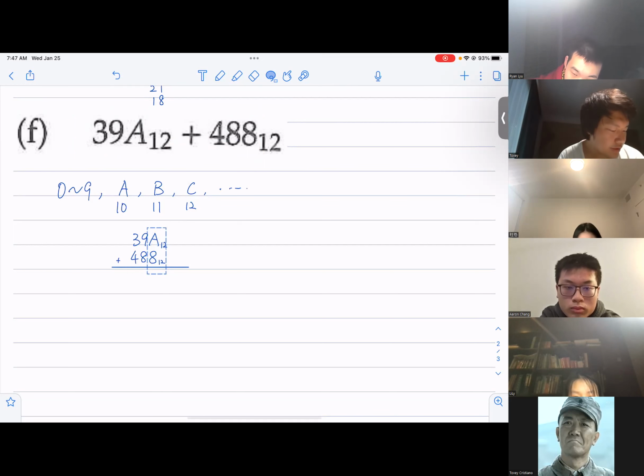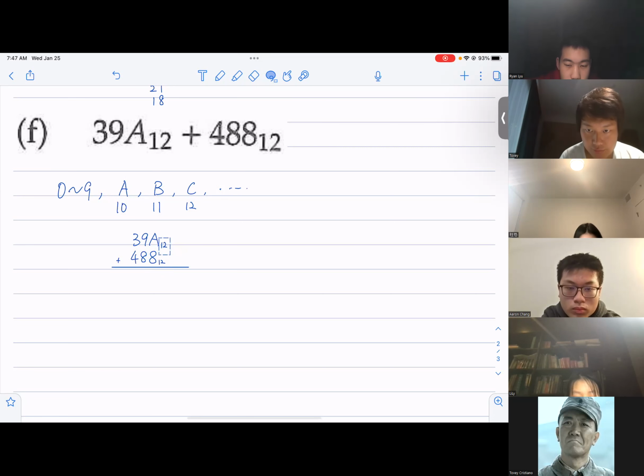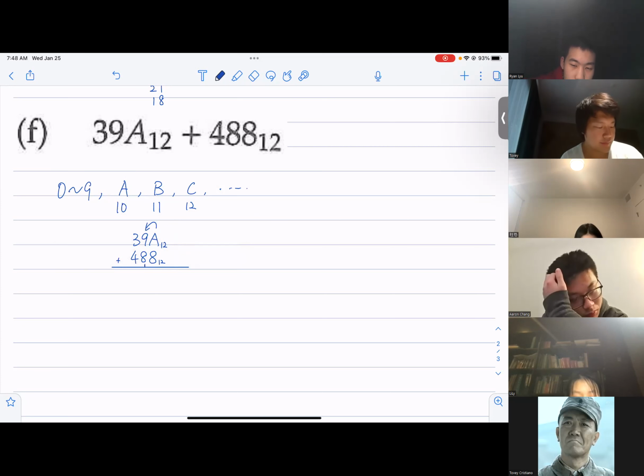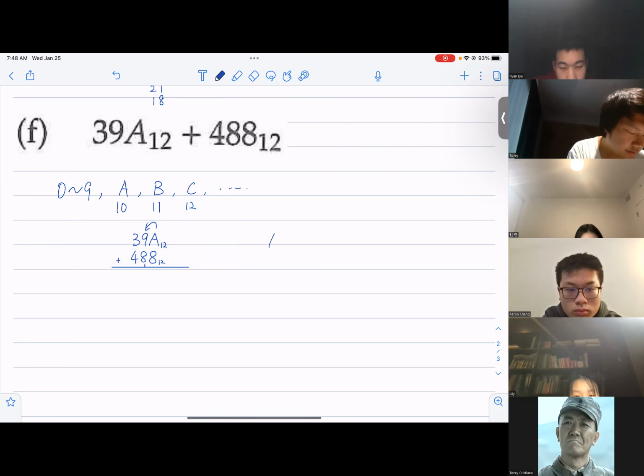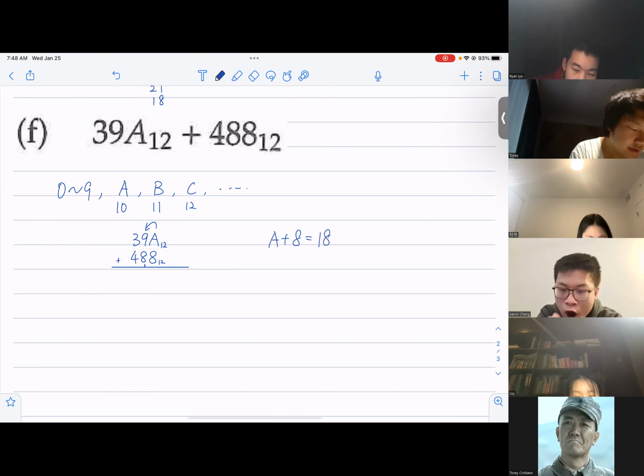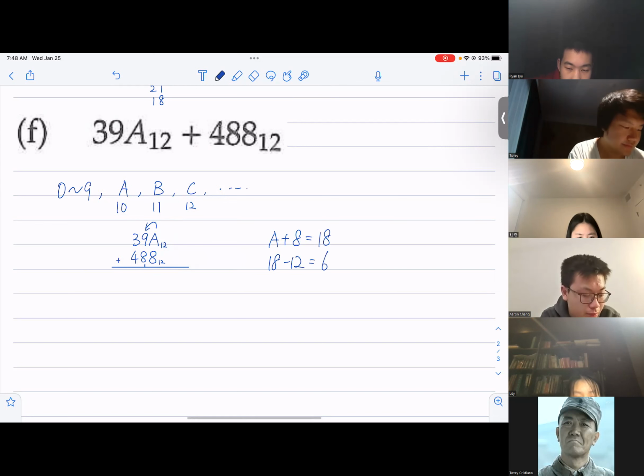So first we do the unit digit, that's A plus 8. A is actually 10, okay? So this is 10 plus 8, which is 18. Now, 18 is more than 12, right? So you have to carry over. So you carry over one 12. That means 18 minus 12, you have 6 left. Does that make sense? I'm going to write down here, A plus 8 is actually 18. So since you need to carry over 12, when you carry over, 12 is gone, so you minus 12, and you have 6.